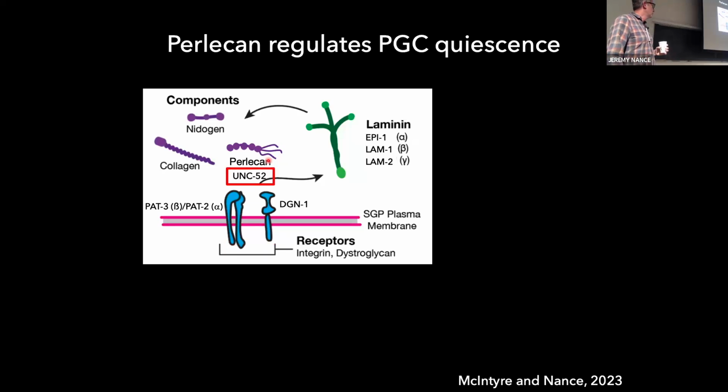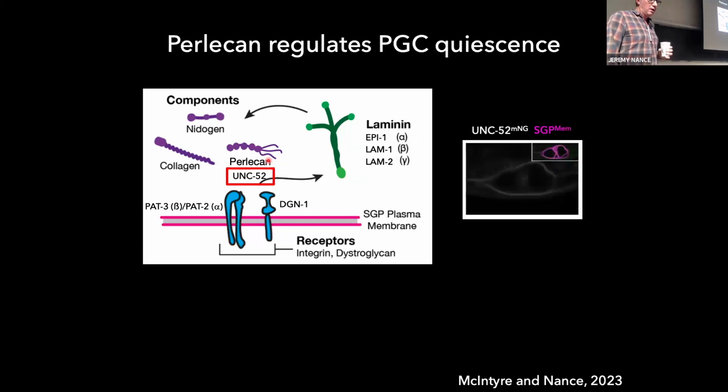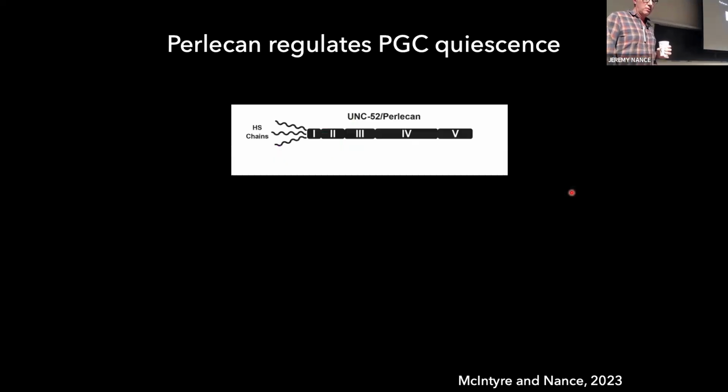There's one worm gene, called UNC52, that encodes perlecan. And it is localized, again, pretty dim on the screen, to the surface of the gonad here, and it's also in many other basement membranes. So perlecan is a heparan sulfate proteoglycan that binds many growth factors and also can directly bind to integrin, which is why it caught our attention.